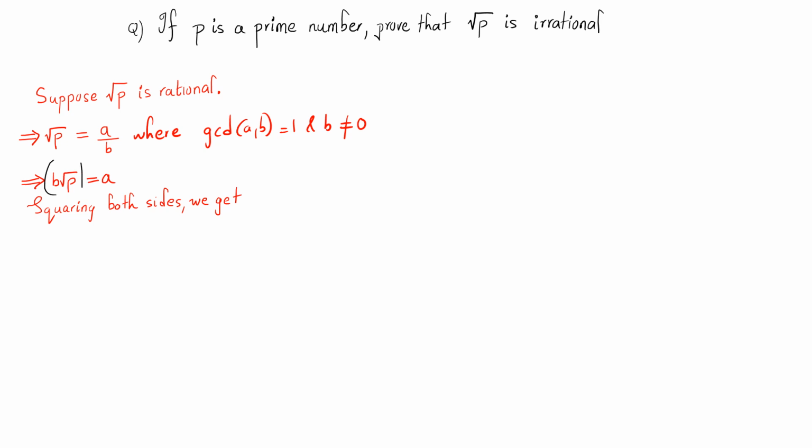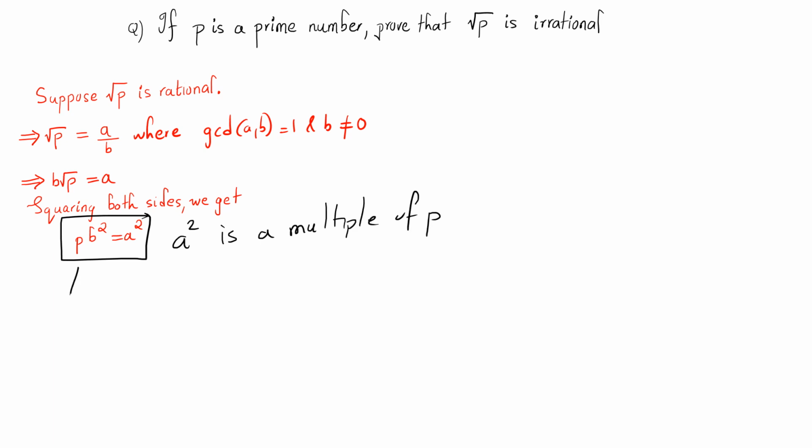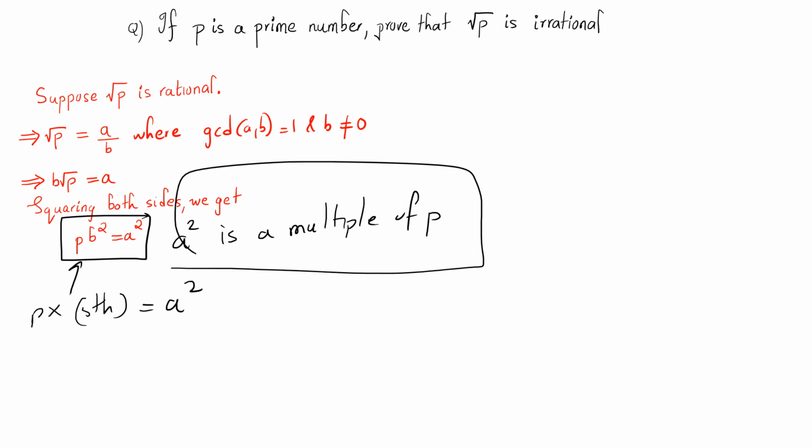If you square this, you'll get p b square is equal to a square, because root p into root p is p, and b squared, and then we have a squared. Now let us take a closer look at this. What does it say? This is basically saying that a square is a multiple of p, right? Because p times something is giving you a square.